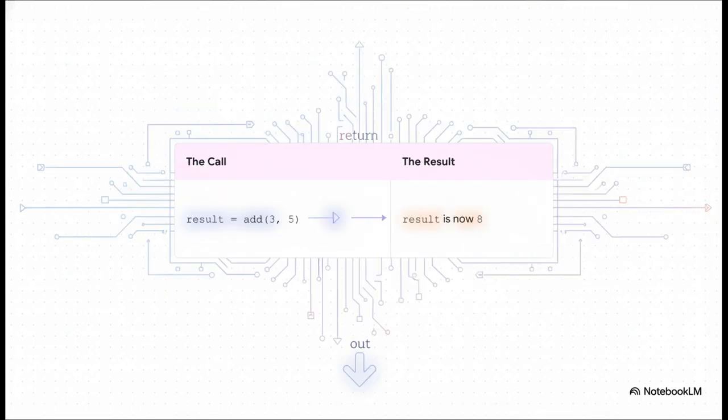But what if you need the function to give you something back? The last function just printed something to the screen. This add function actually produces a result that you can use later. To do that, we use the return keyword. The function does its calculation, and then return sends that value back out. We can then catch that value and store it in a variable like we're doing here with result. This is absolutely crucial. If you need to get data out of a function, you need to use return.